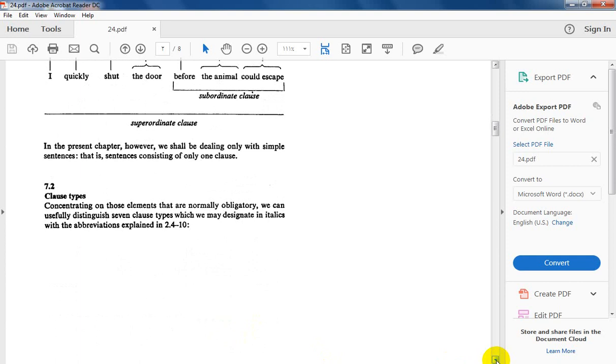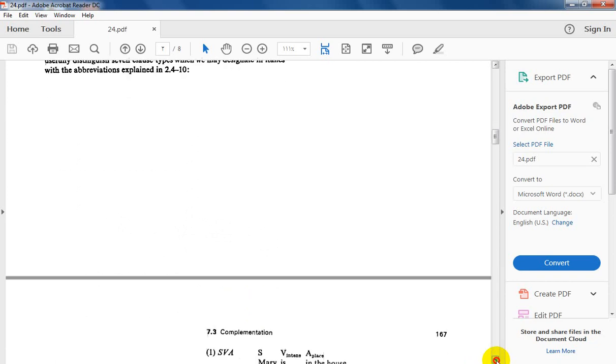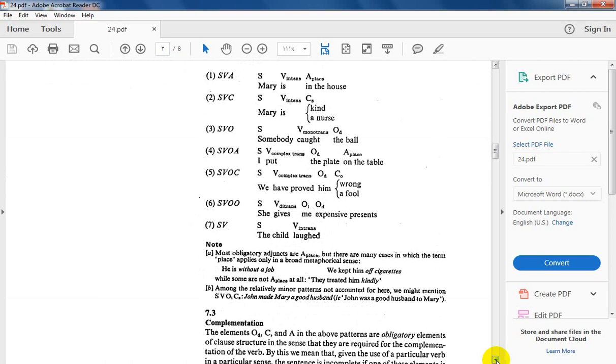I think in the third year you have an idea about the clause types, which at the same time I can call the sentence structure or sentence types. We have eight, starting with SVA. By the way, these clause types are classified according to the categories of verbs. You know the categories of verbs: you have the intensive and the extensive, and the extensive can be transitive and intransitive.